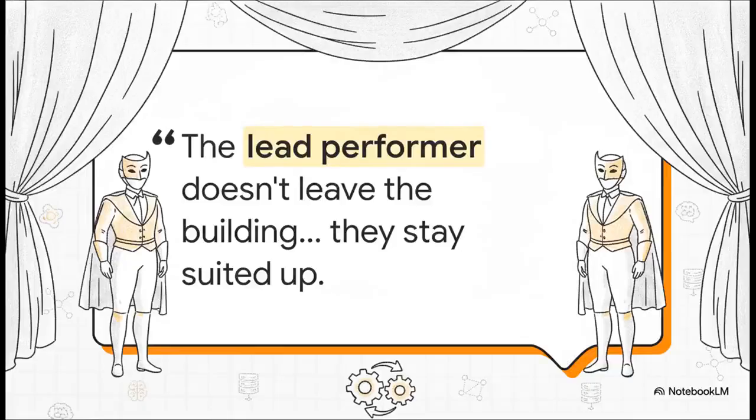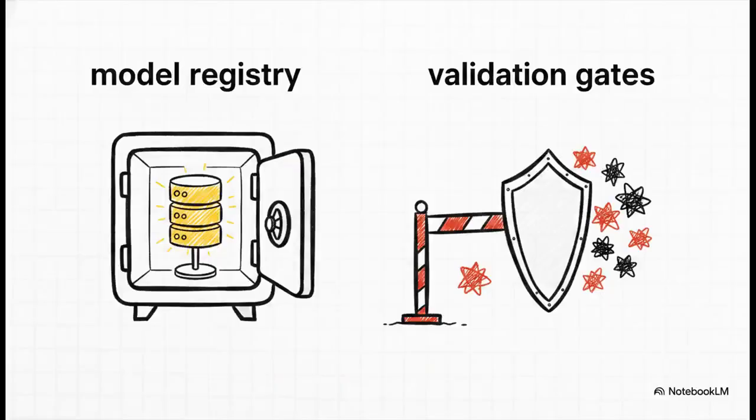Think of it like theater. The lead performer doesn't leave the building the absolute moment the understudy takes the stage. No way. They stay suited up right there in the wings for the whole show, ready to step back in instantly if something goes wrong. There's no costume change, there's no delay, and absolutely no scramble. And that is exactly why the model registry is built to keep at least one previous production version deployment ready at all times, permanently.